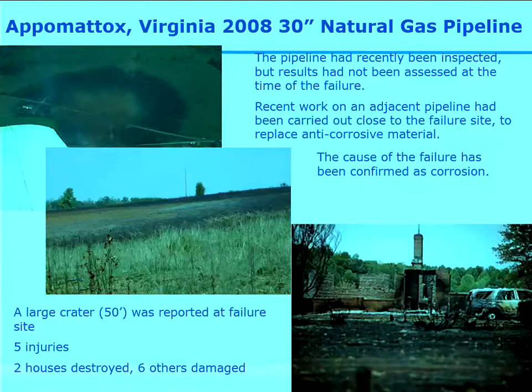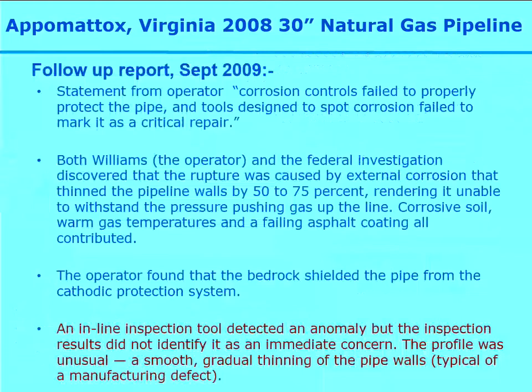wall thickness. And so basically any extensive corrosion of that depth is going to fail through wall, and once it's failed through wall, it's going to rupture. And the interesting thing was the inline inspection tool had detected an anomaly, but they had classed it as a manufacturing defect because of the shape of the defect. And it was a smooth shape, so they didn't expect it to be corrosion, but it was.